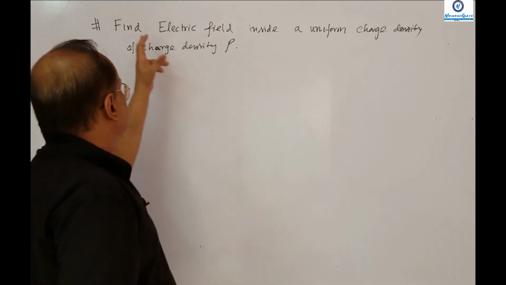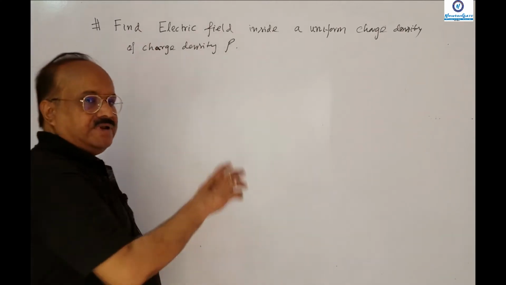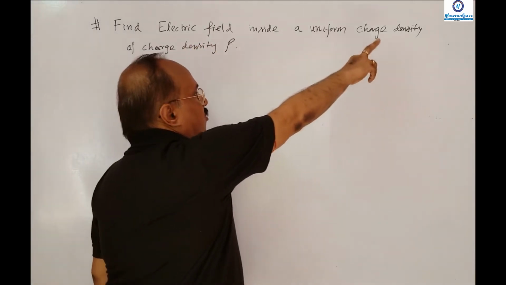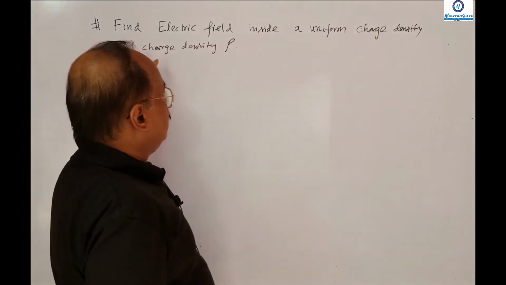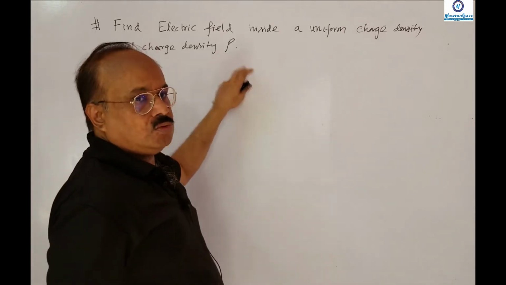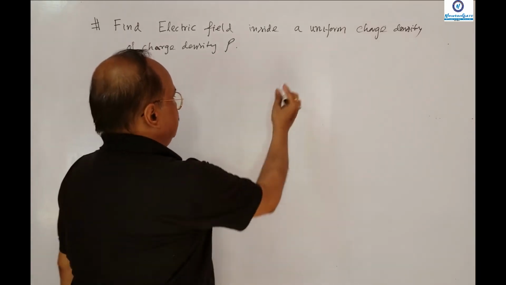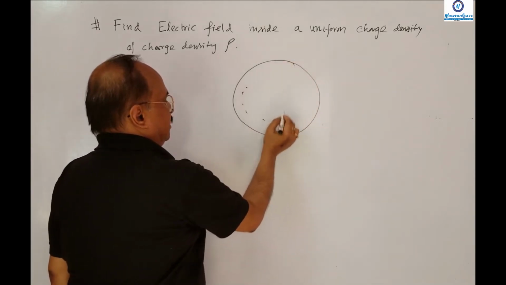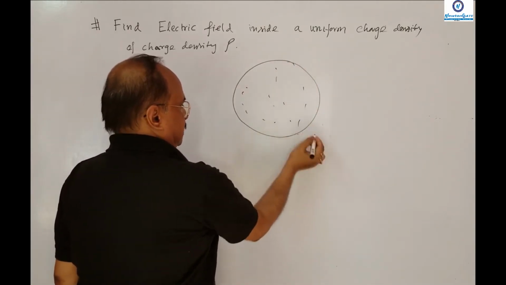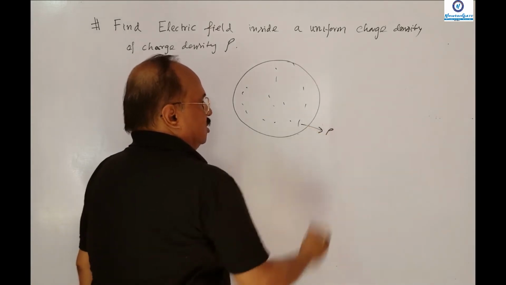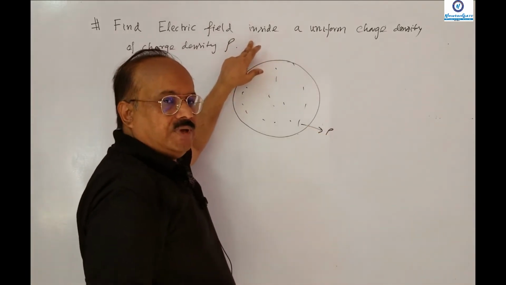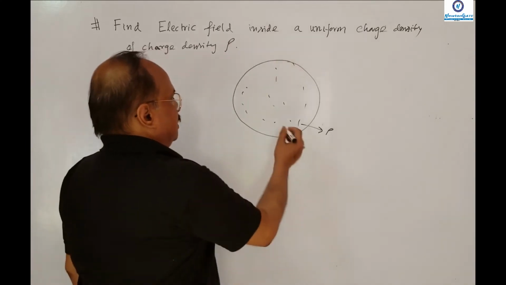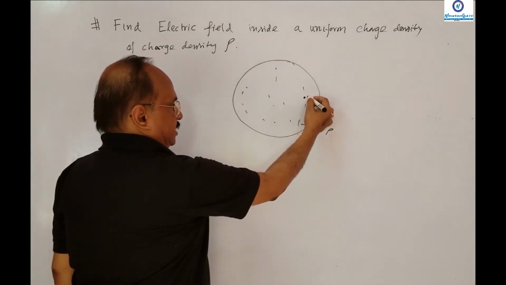This is our next sum. This is a very simple sum, a simple derivation. Find the electric field inside a sphere of uniform charge density, charge density rho. Inside the sphere, everywhere there is a uniformly distributed charge, and the charge density is rho. I have to do this topic, otherwise your concept will not be clear. So to find the electric field here, think of the point P.